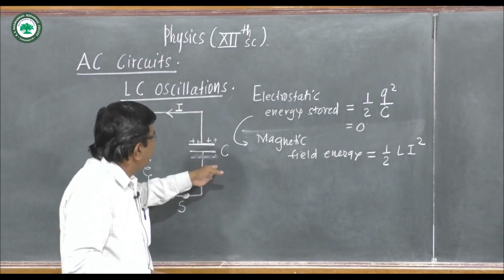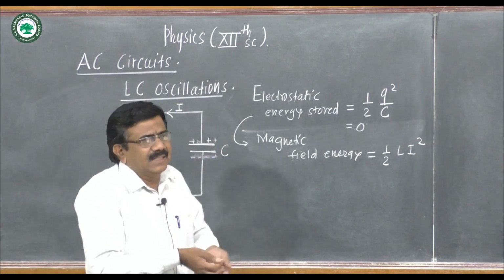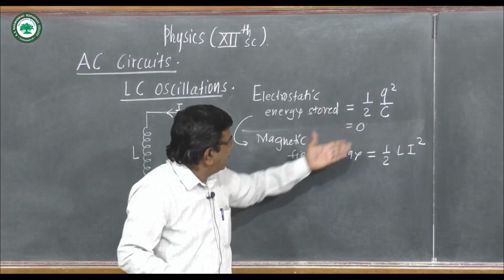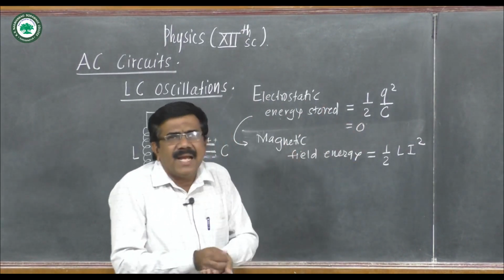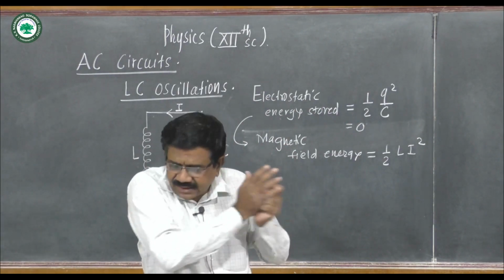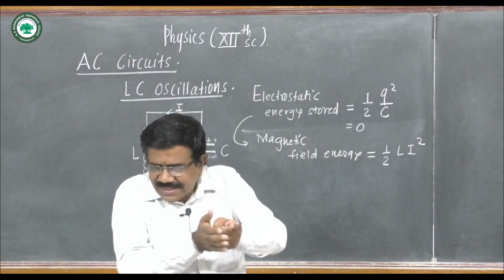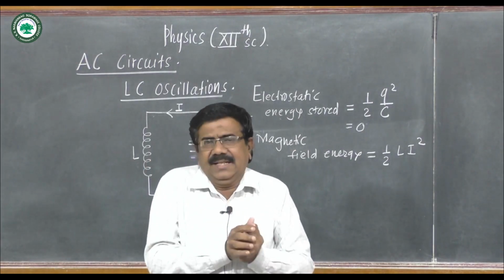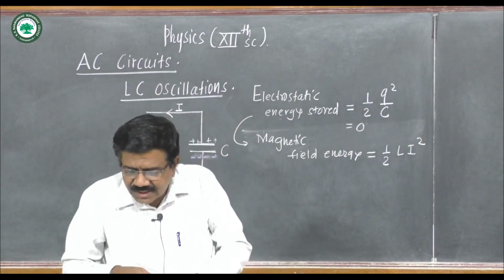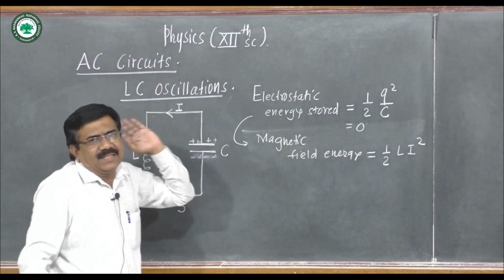Again the capacitor is completely charged, then it starts discharging, and in this way the electrostatic energy stored is converted into magnetic field energy, and again the magnetic field energy is converted into electrostatic energy. This charging and discharging of the capacitor goes on repeating, and the energy stored from the source keeps on oscillating between the inductor and capacitor.